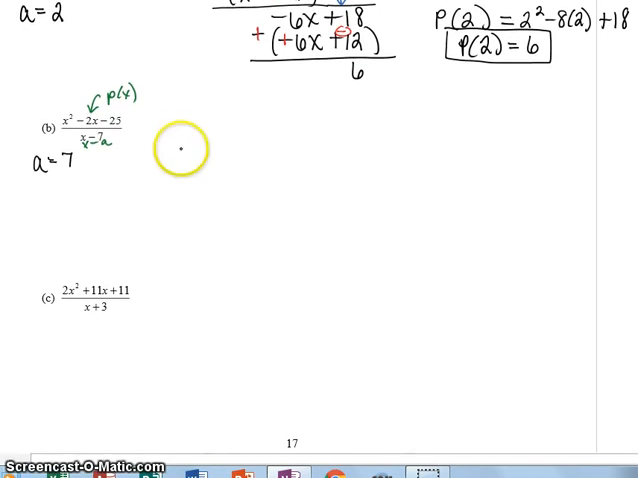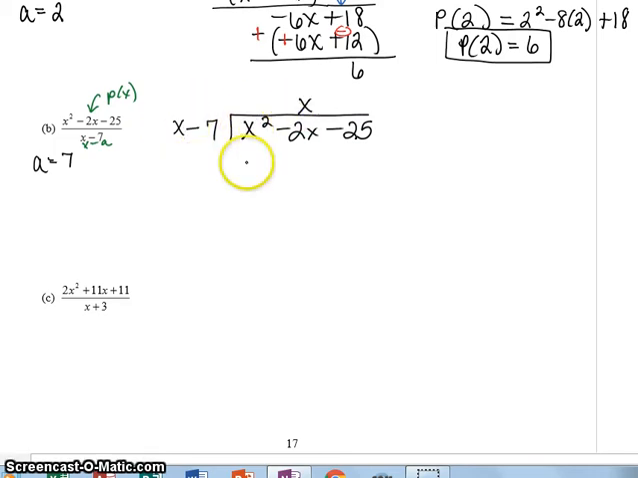All right, next one here. x minus 7 is going to be divided into x squared minus 2x minus 25, doing long division again. x divides into x squared x times, so x times x is x squared. x times negative 7 is negative 7x. Put it in parentheses, subtract, change all your signs.